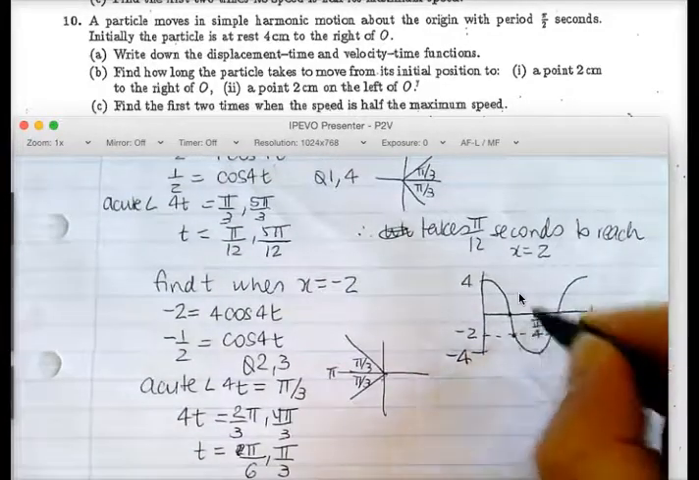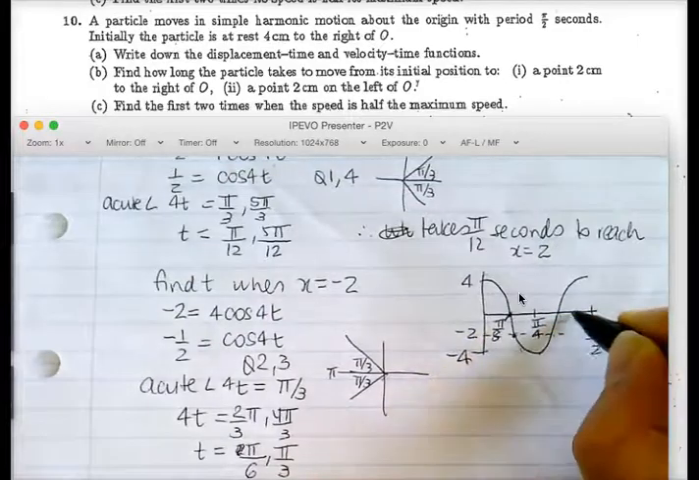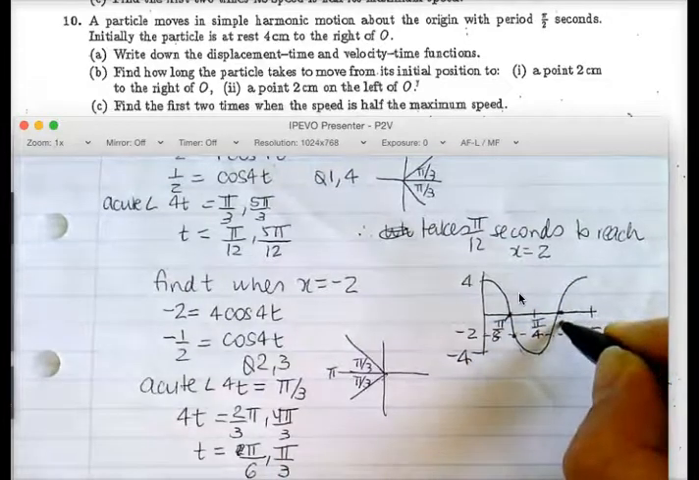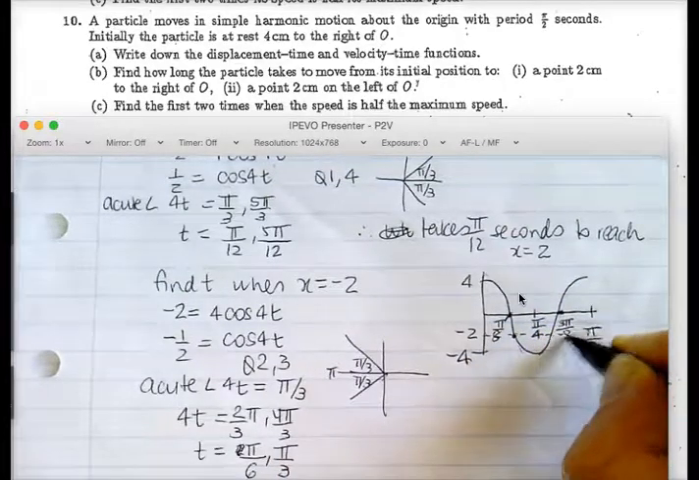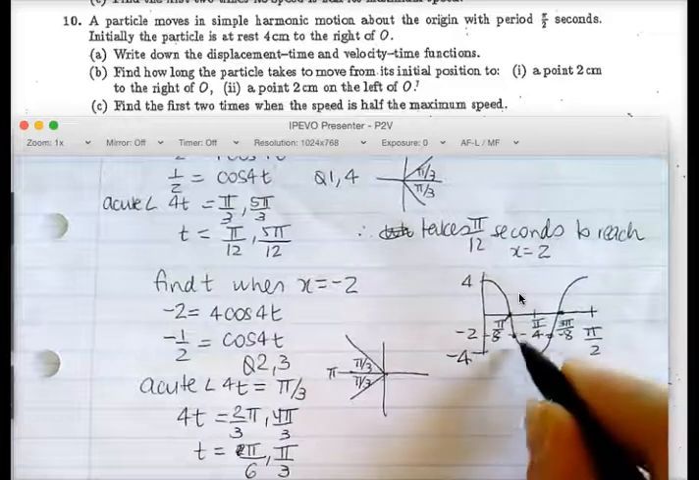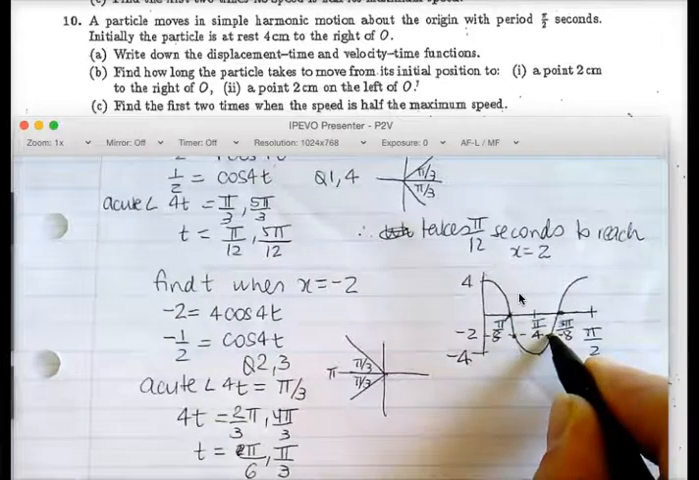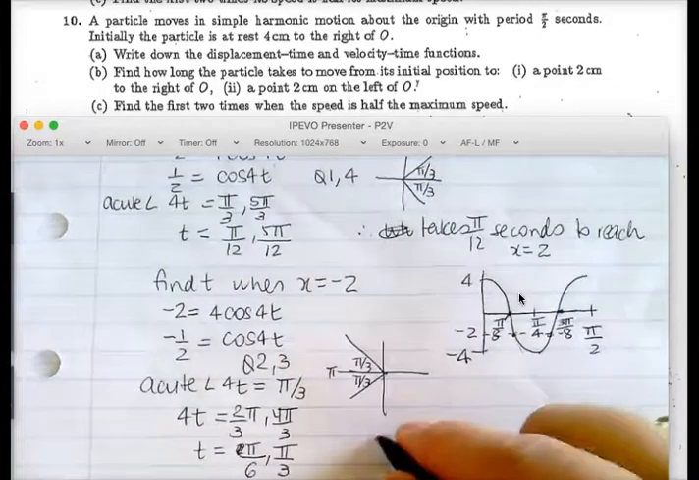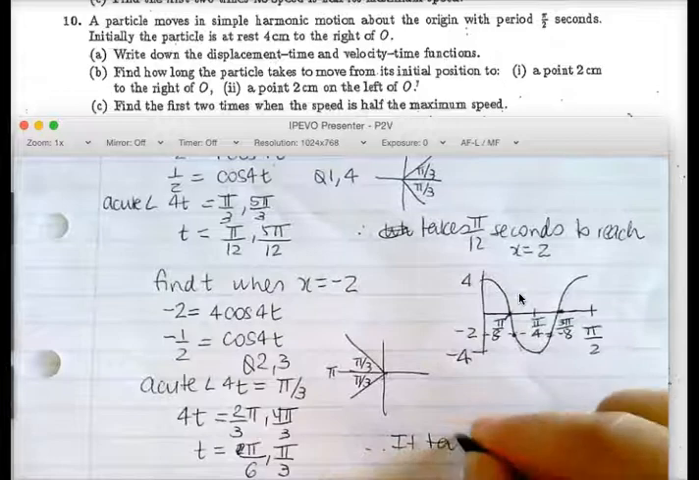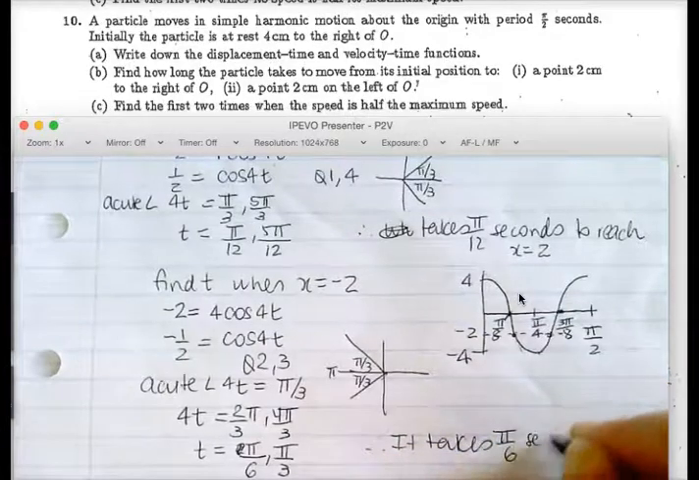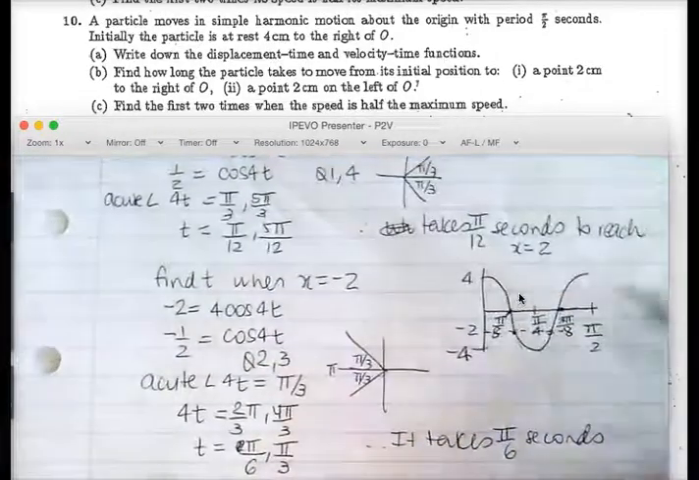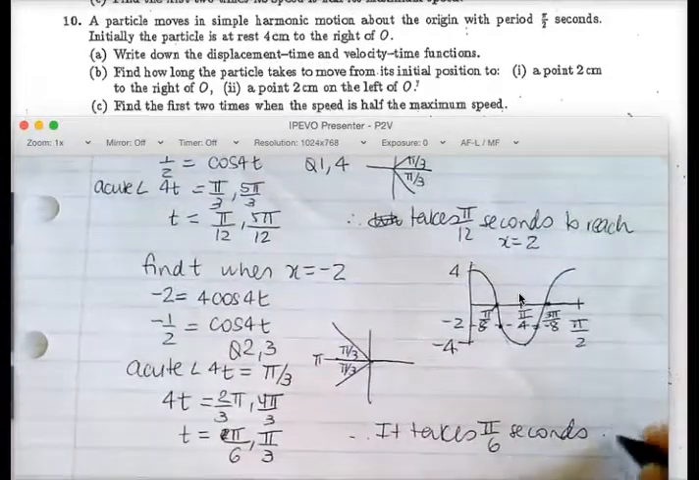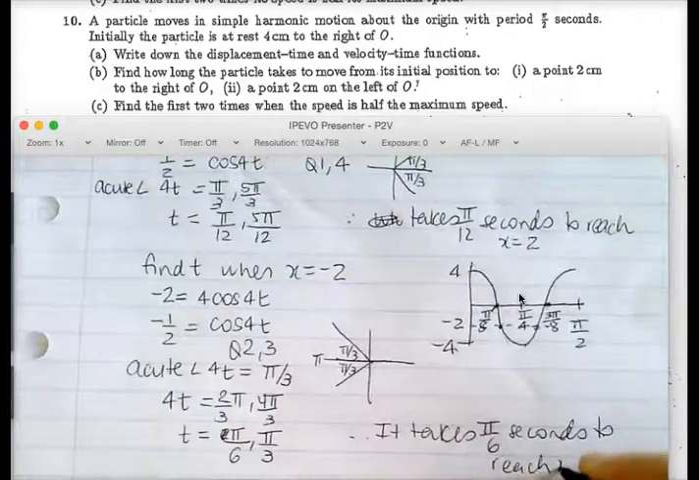If that's pi on 8, and this one, I know it's a bad diagram, should be more there, that's 3 pi on 8. See, that's pi on 6, that's pi on 3. So what was the question? How long does it take? Which answer do you take? Therefore, it takes pi on 6 seconds. The reason I'm using the diagram is that we're going to go to one of the harder questions. It takes pi on 6 seconds to reach x equals negative 2.